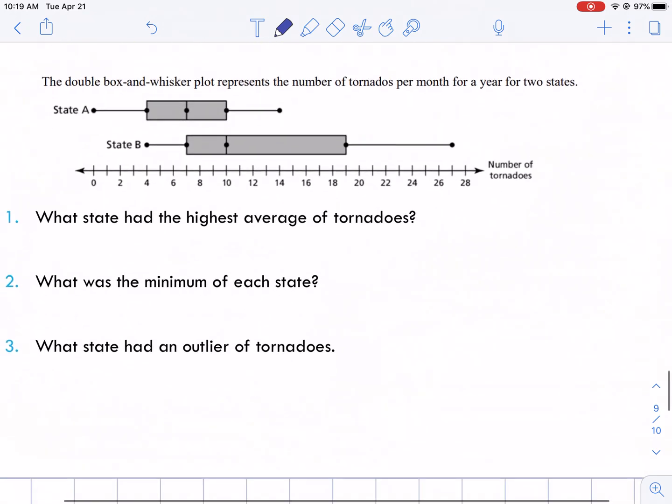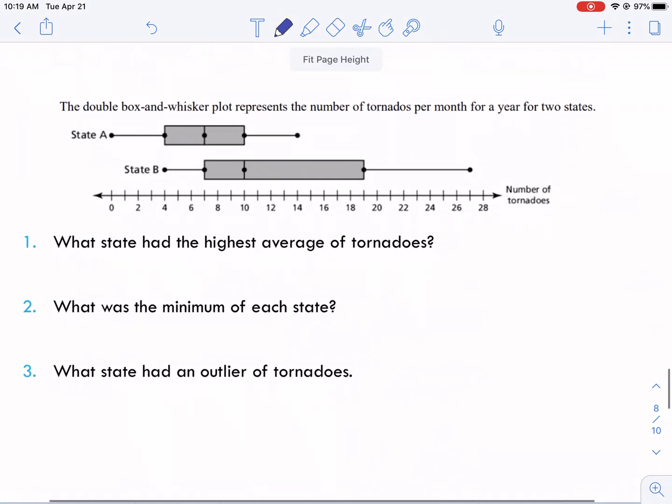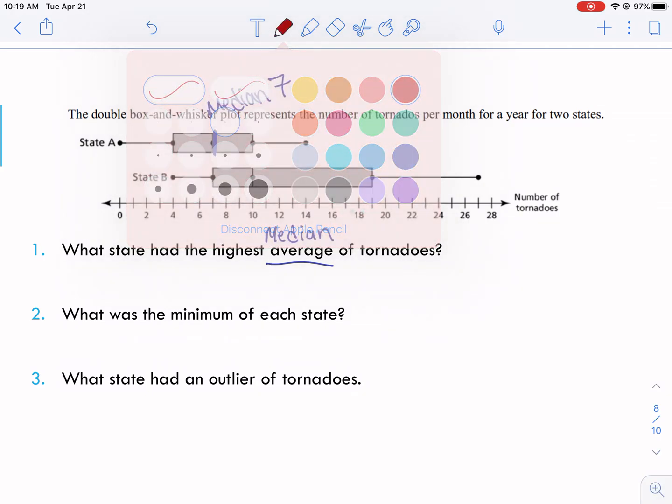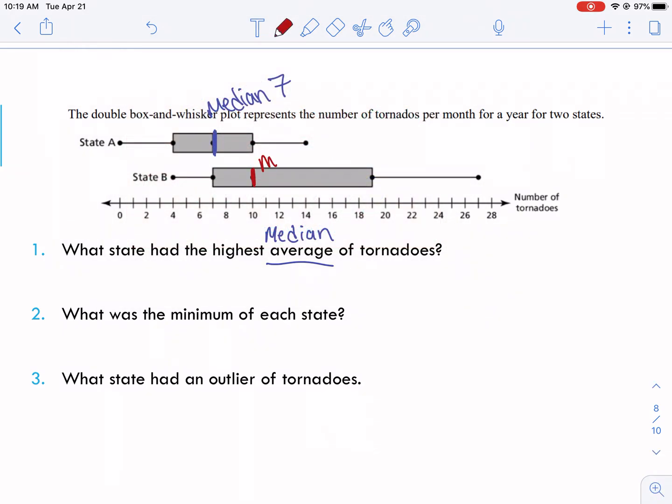Let's read another one. So what state had the highest average? So average, remember, is kind of the middle, so the median of tornadoes. Well, if I look at state A, its median is 7. And if I look at state B, its median is 10. So state B has the higher median.